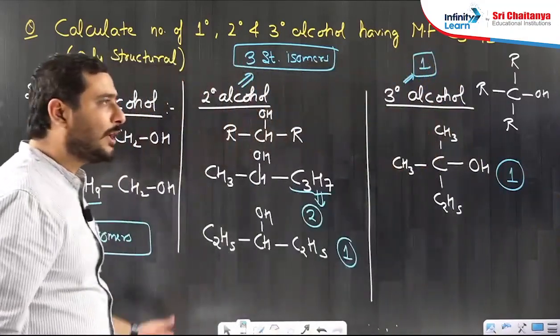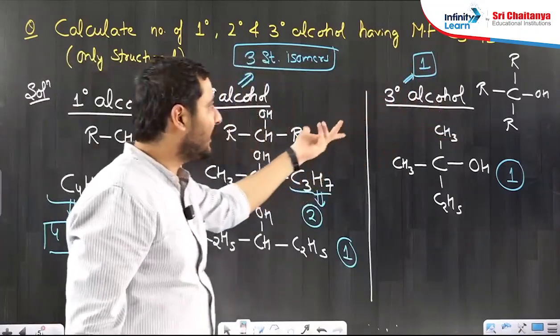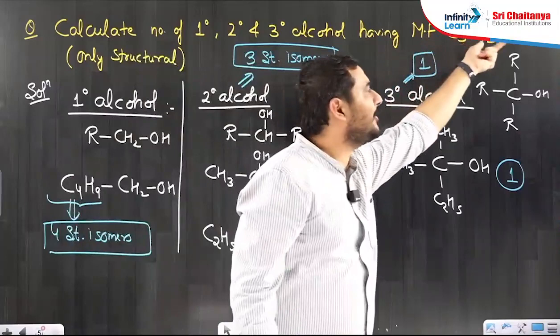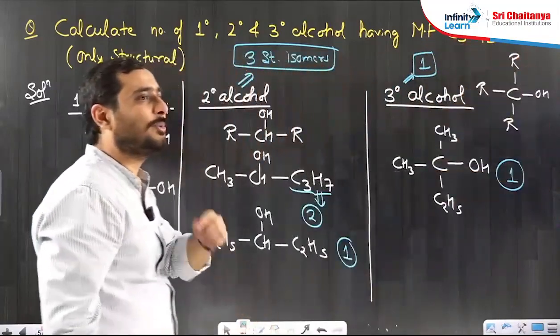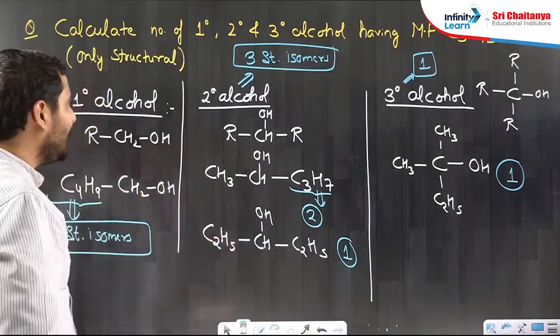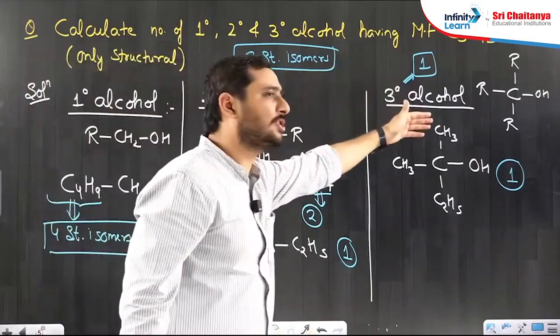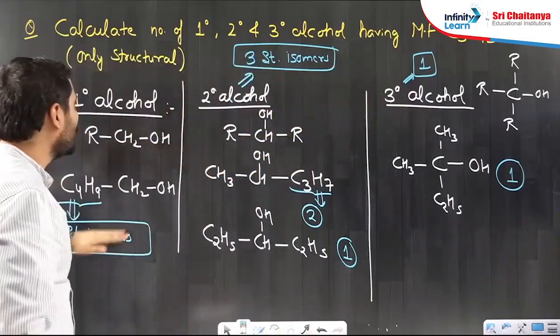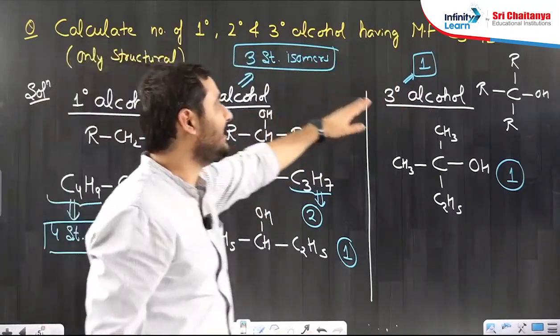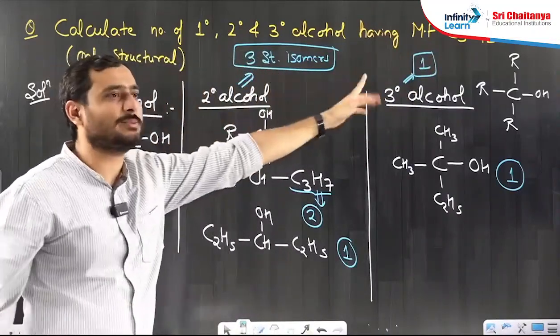So the total number of isomers is 4 plus 3, 7, 7 plus 1, 8. So 8 directly we can write C5H11OH, and for C5H11 how many isomers are possible? 8 isomers are possible. But if we take individually, how many primary, how many secondary, how many tertiary? So primary are 4, secondary are 3 and tertiary are 1. So total answer will be 4 plus 3, 7, 7 plus 1, 8.